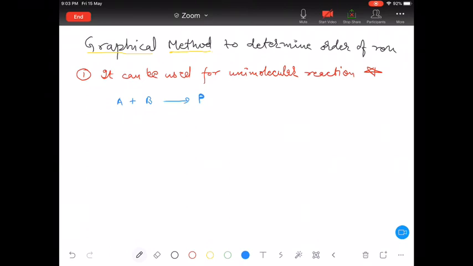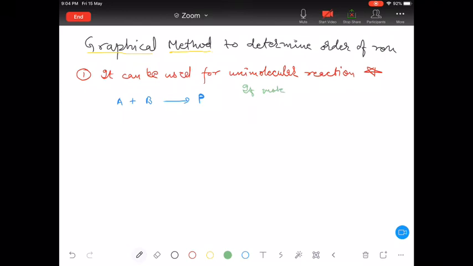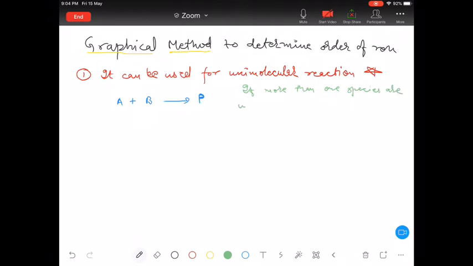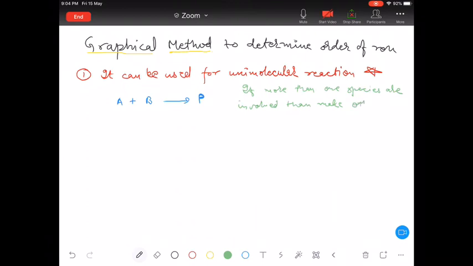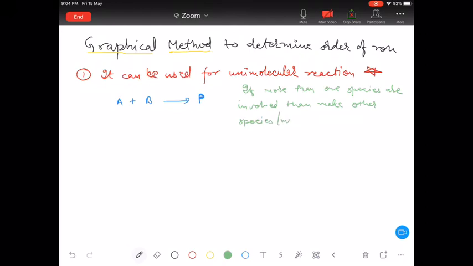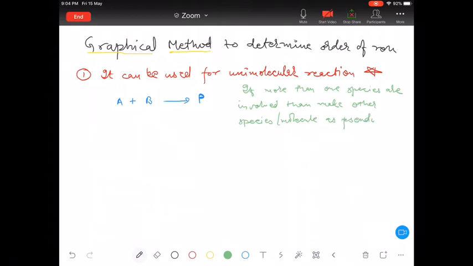Here we say that if more than one species are involved, then make other species or molecule as pseudo molecule.